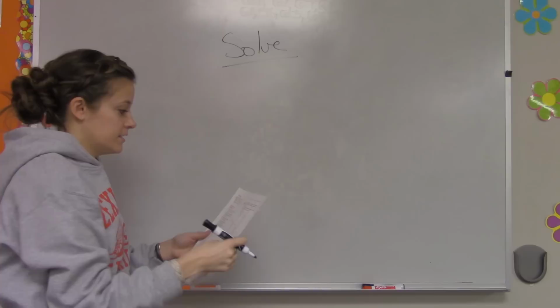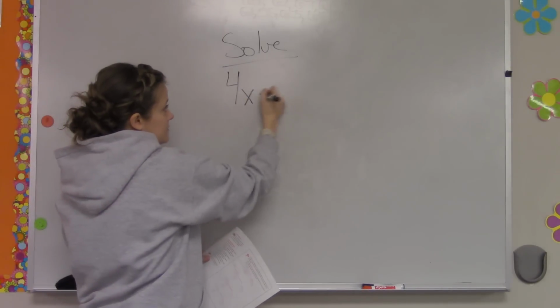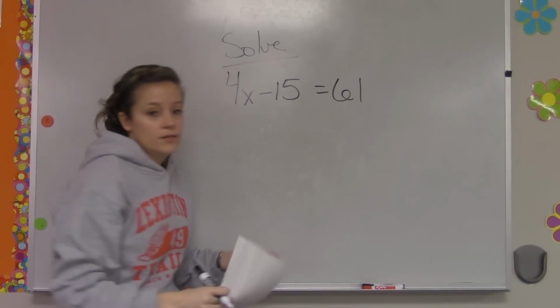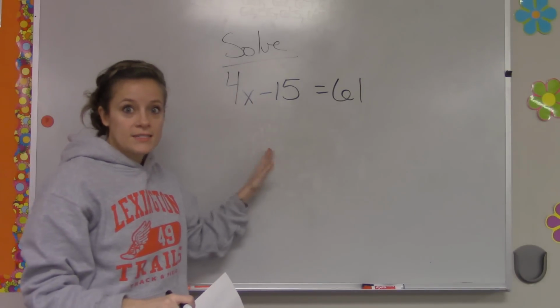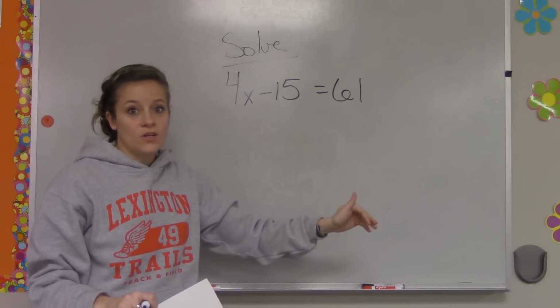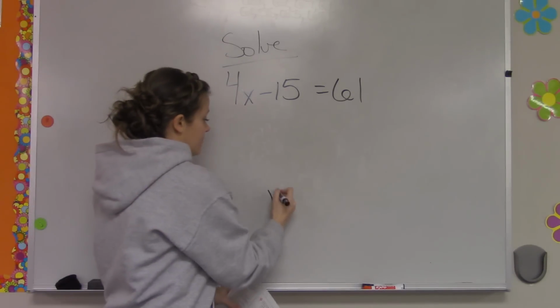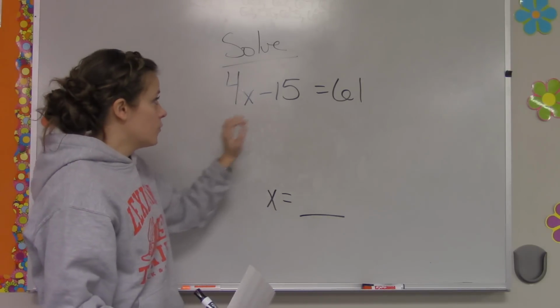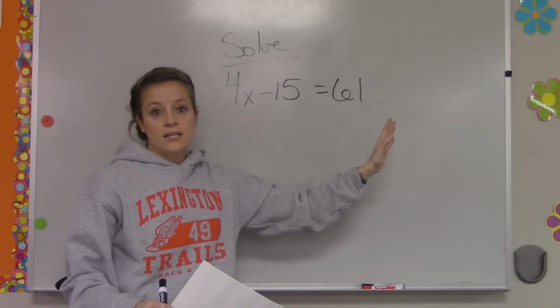Okay, so the first equation here, and excuse my notes, we have 4x minus 15 equals 61. So the ultimate goal here is that we're solving for x and that we want to get x all by itself. So this 4 and this 15, they have to go away. At the end, we want to have x equals and then our answer. So we want to move the 4 and the 15 over to the other side of the equal sign.